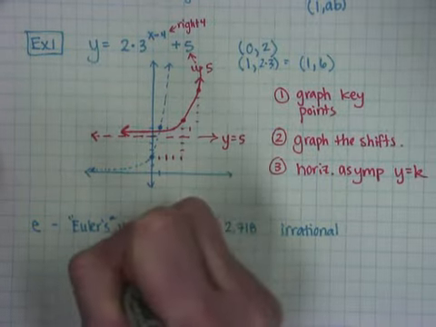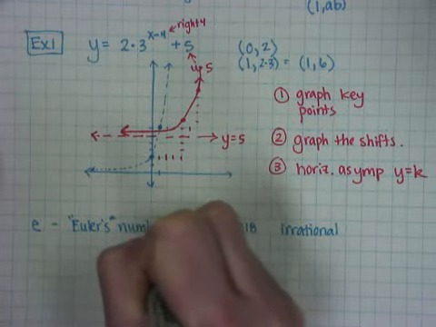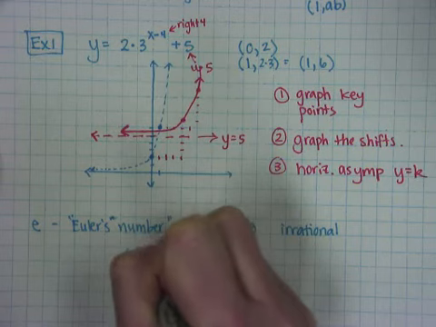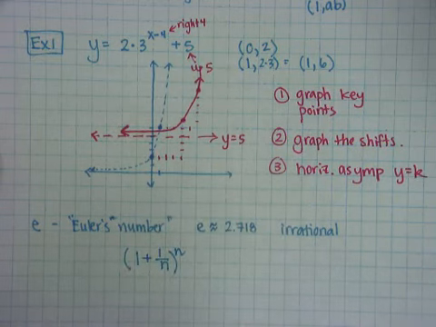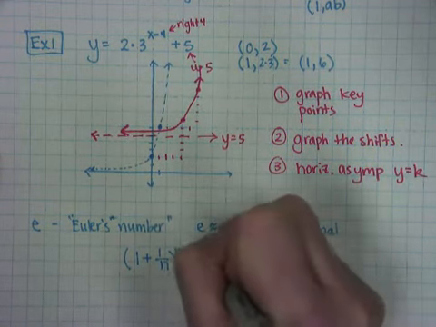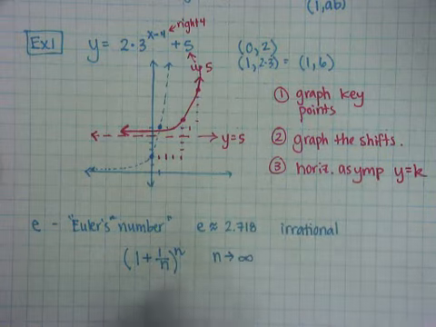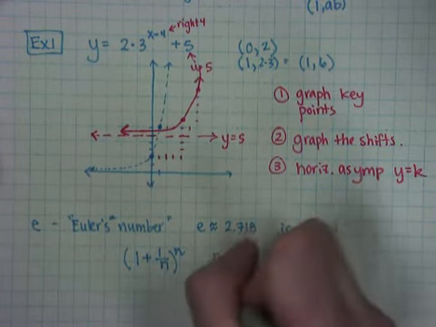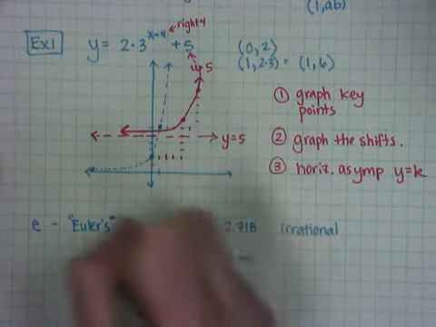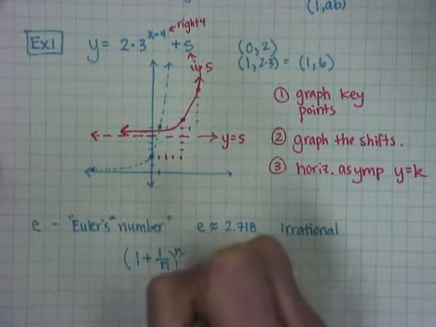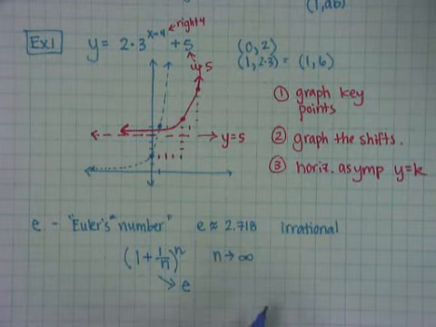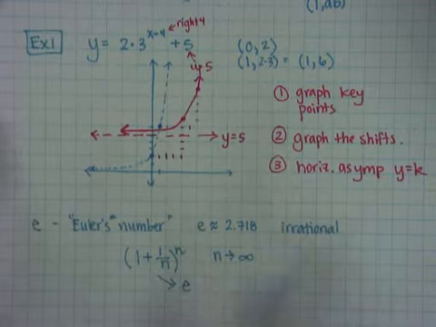The way that you get e is you take 1 plus 1 over n, and you raise that to the nth power. As n gets closer and closer to infinity, as you plug in bigger and bigger numbers for n, this thing is going to get closer and closer to e. It's going to approximate it better and better. So that's something that you need to know.